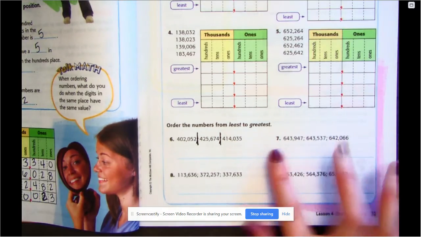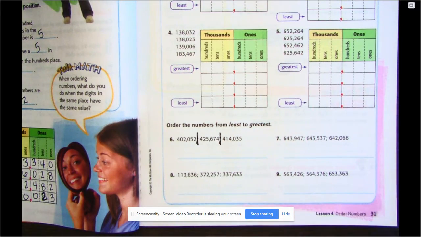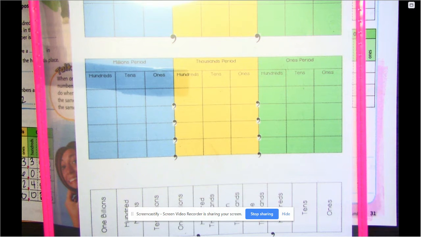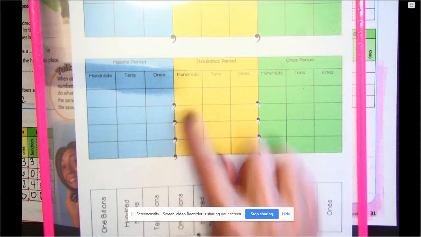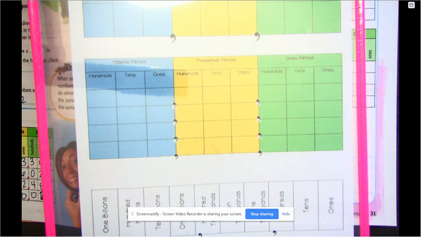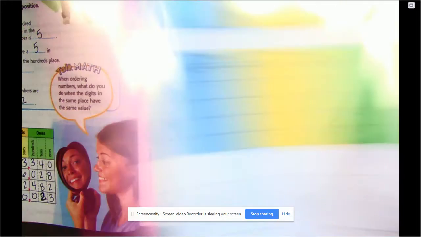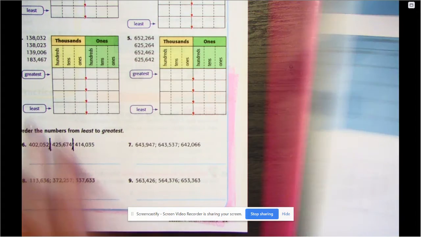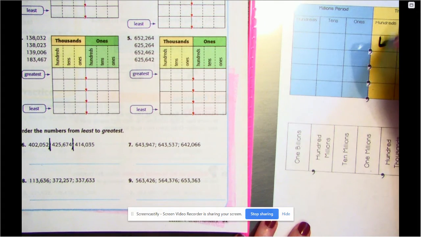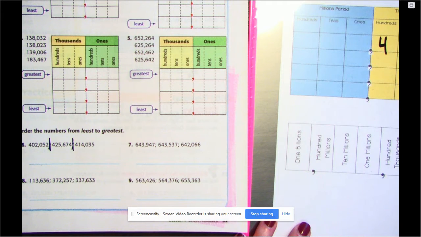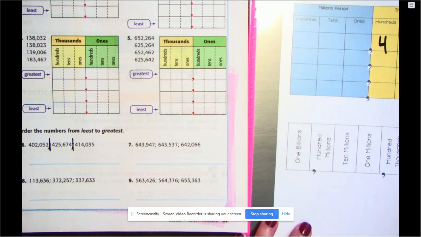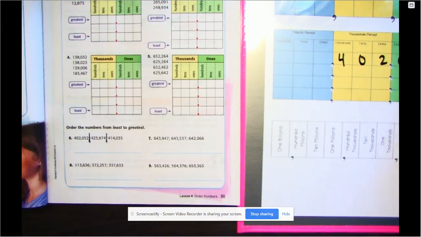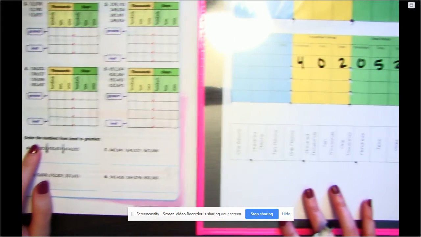Also, on these problems that don't have the place value chart, this is why I sent this out for you guys to do. You can just copy those numbers down to help you stay organized. So if I was to do this one for number 6, I would just write it down. 402,052. I'm going to zoom out just a little bit so you can see what I'm doing.